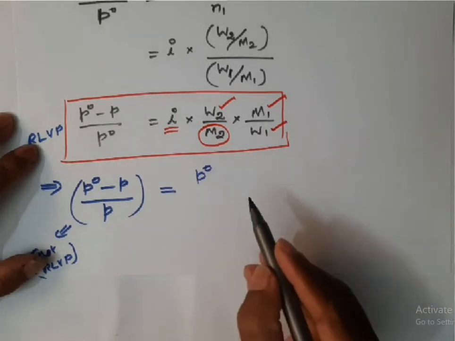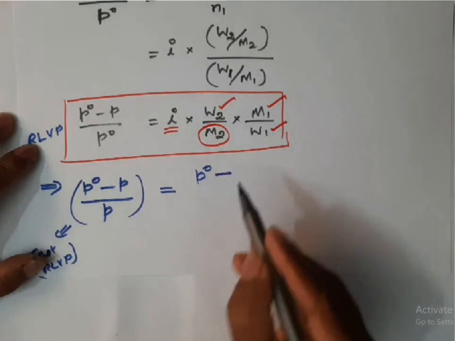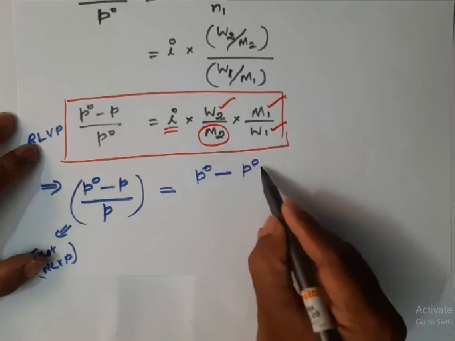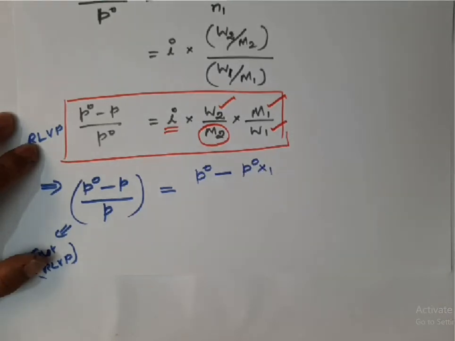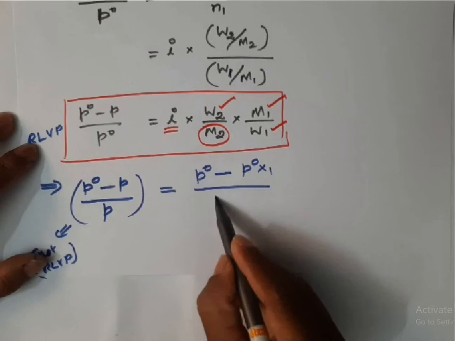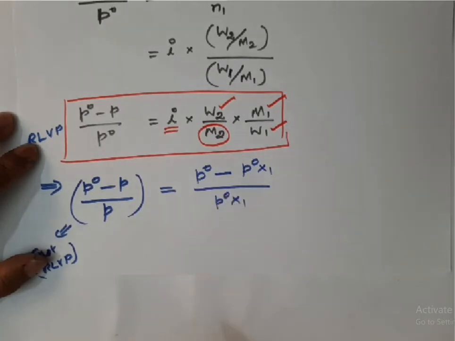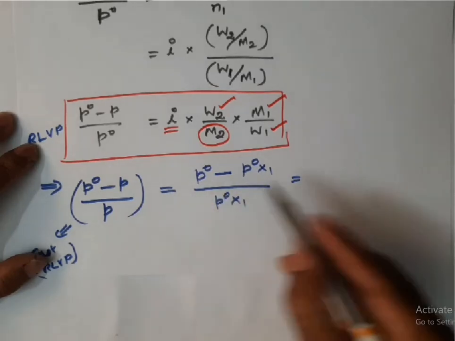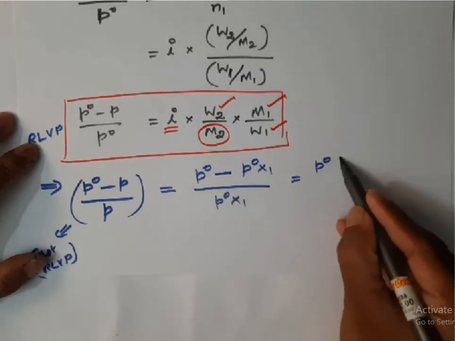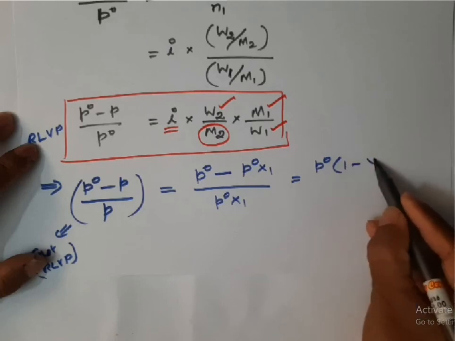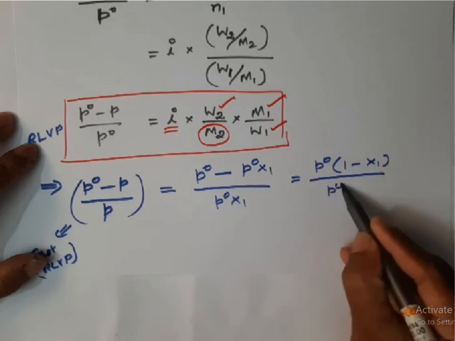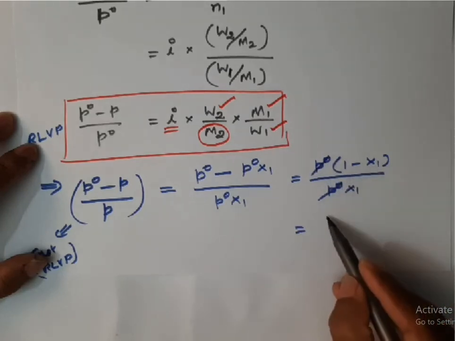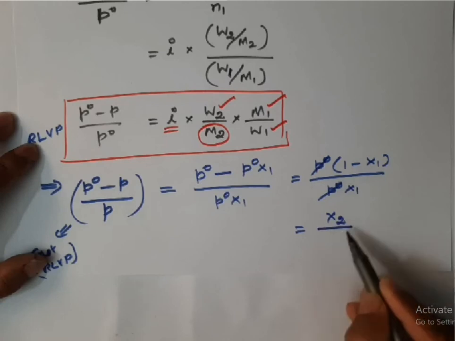Minus, you know very well, P is nothing but P naught into x1 according to Raoult's law. Similarly, in the denominator also, P naught into x1. I'll take P naught as common. So P naught cancels. Let me write once. P naught, if I take P naught as common here, I'll get 1 minus x1. In the denominator, I'll get P naught into x1. So P naught cancels. What is 1 minus x1? 1 minus x1 is x2 by x1.